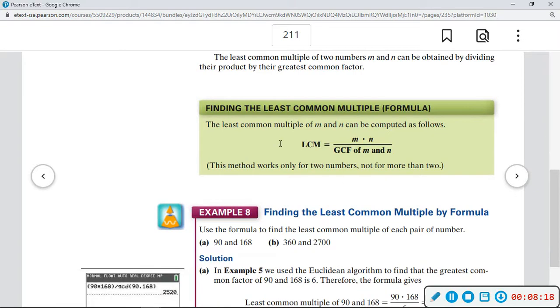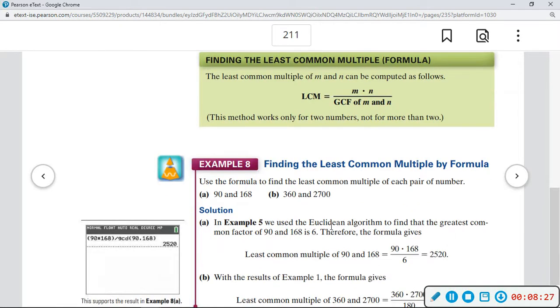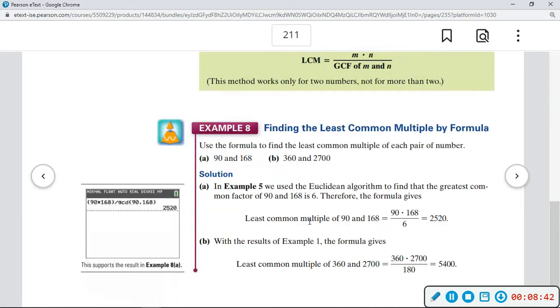They also have a formula. This only works when you have 2 numbers. You first have to find the greatest common factor though. And once you find the greatest common factor, you just multiply those 2 numbers. So 90 and 168 they're using. You multiply those 2 numbers together on the top, and then you divide by the greatest common factor. And that will give you the least common multiple.